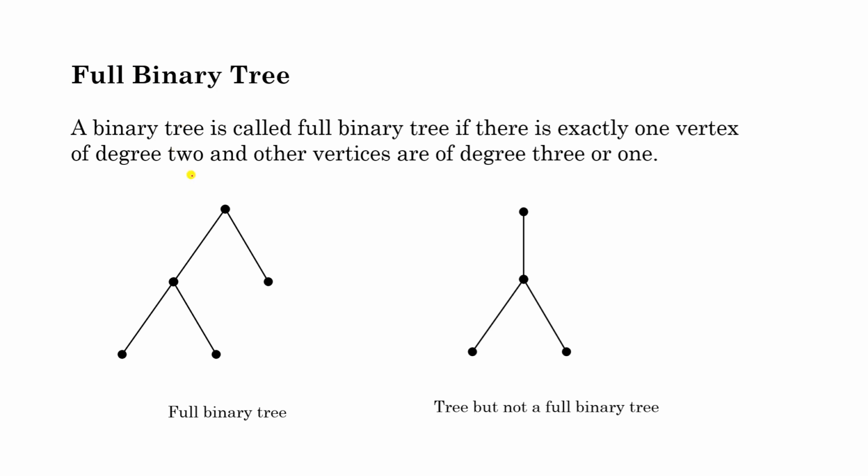Now, full binary tree. A binary tree is called full binary tree if there is exactly one vertex of degree 2 and other vertices are of degree 3 and 1. In this tree, you will see that this vertex has degree 2, this vertex has degree 3, and this one has degree 1. Degree of this one is 1, and for this one degree is 1. So look at this. Exactly one vertex. This vertex has degree 2, and for remaining vertices degree is either 1 or 3. So this is a full binary tree.